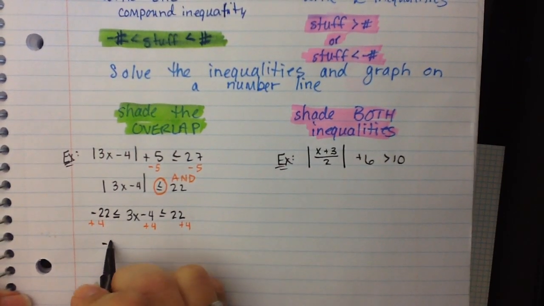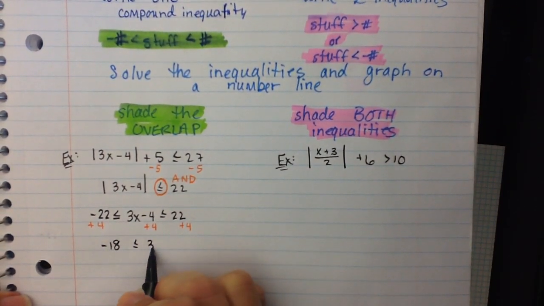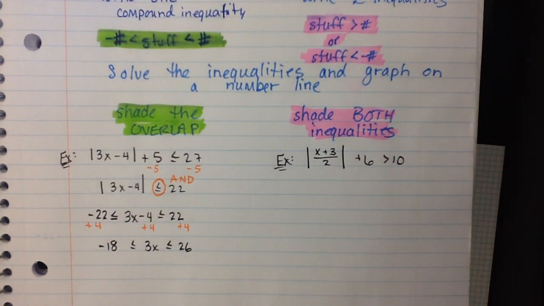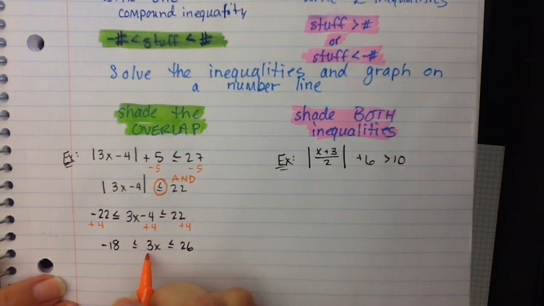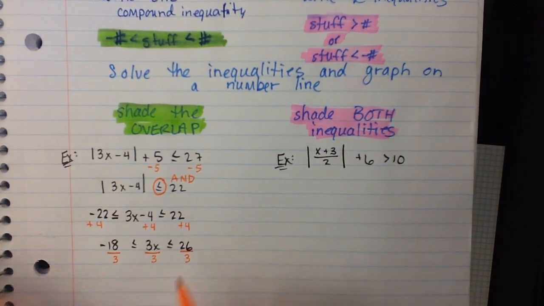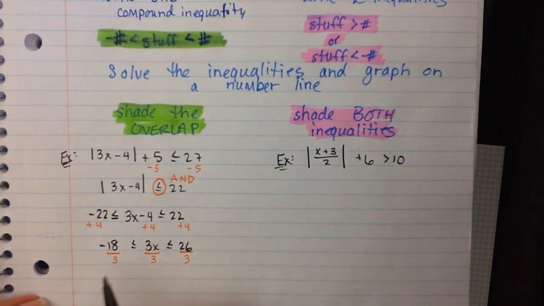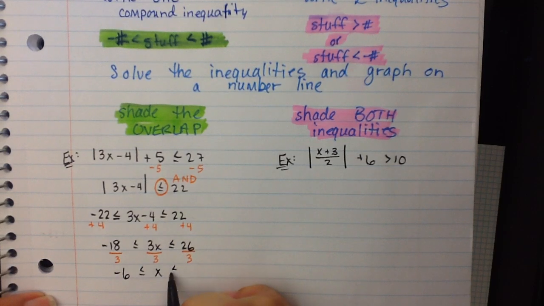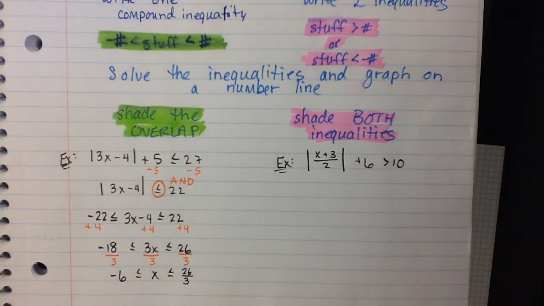So then I'll have negative 18 is less than or equal to 3x, which is less than or equal to 26. And then, again, divide by 3, but I need to do that all 3 places here. So I get negative 6 is less than or equal to x, and x is less than or equal to 26 thirds.